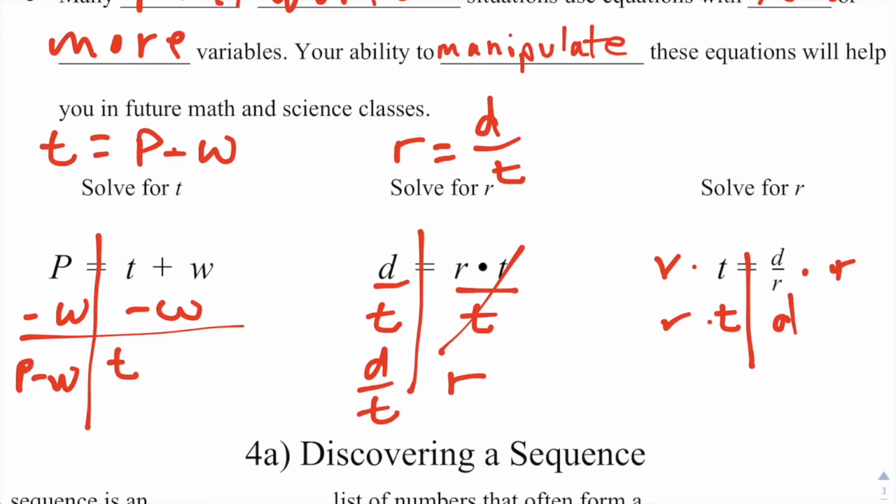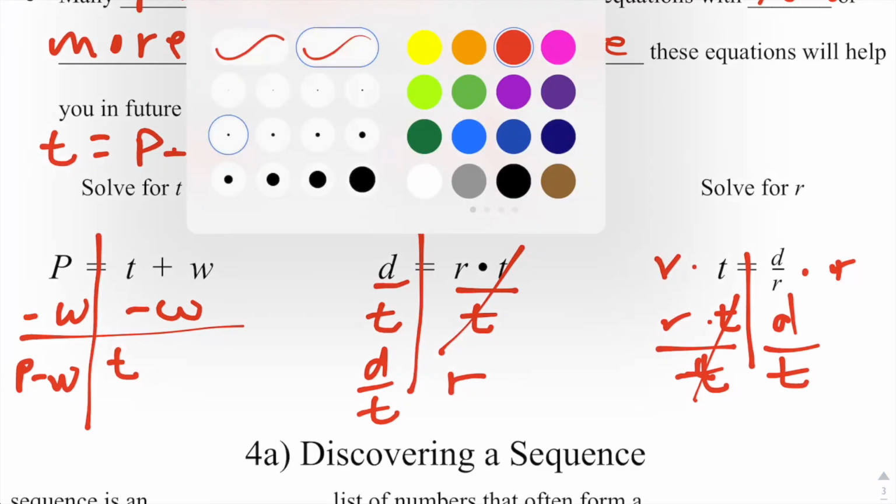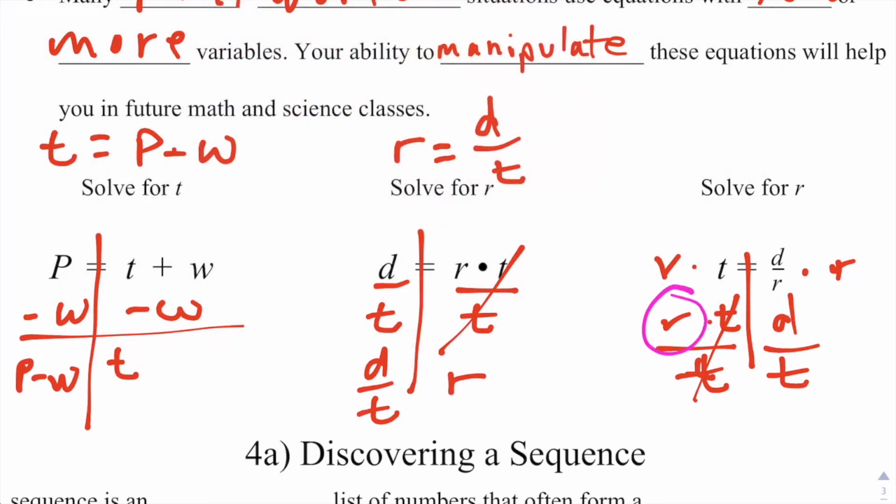So now we got to get rid of the T over here, and to get rid of the T again, we're just going to divide both sides by T. So now this T goes away, and now I got R right here all by its lonesome, which is what I wanted. So I'm left on this side with R, and I am left on this side with D divided by T. So R would equal D divided by T.